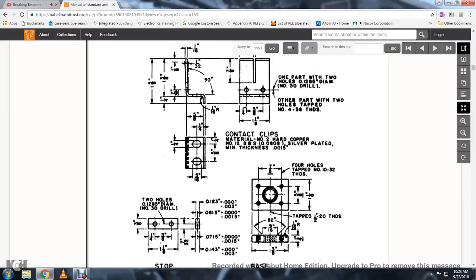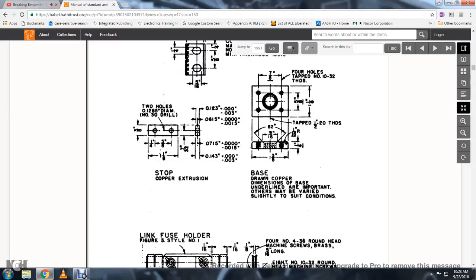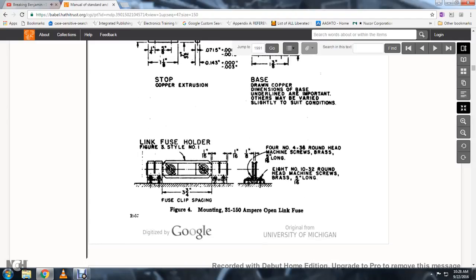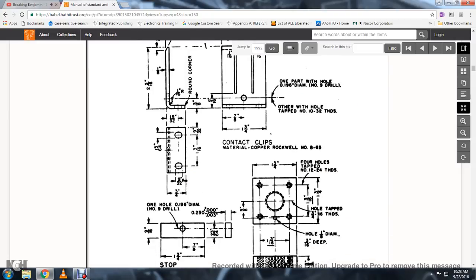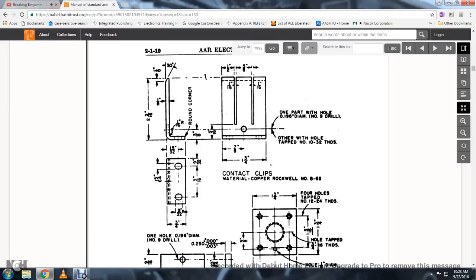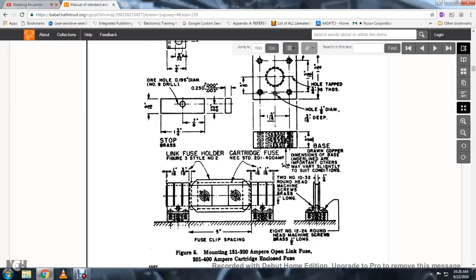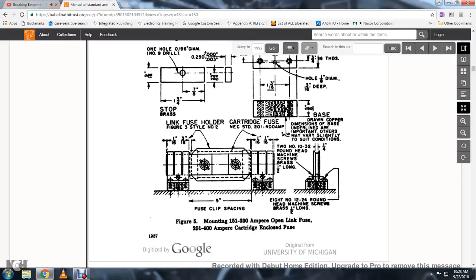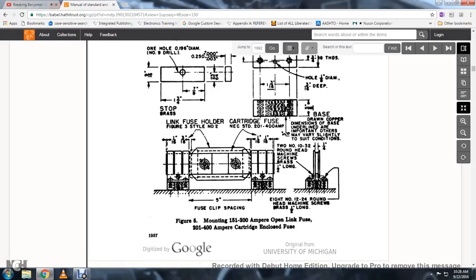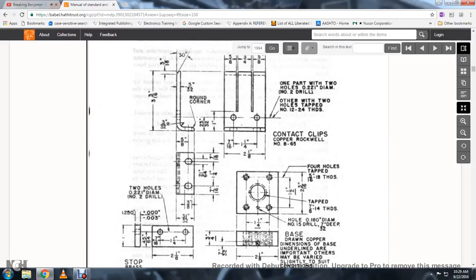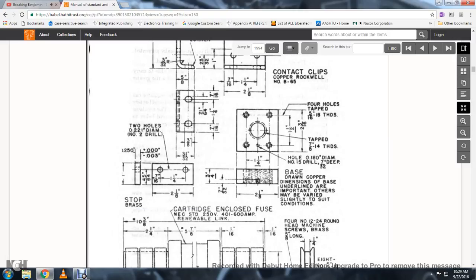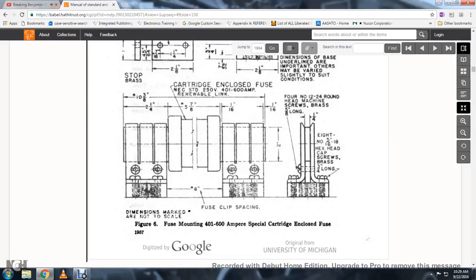Alright, you have your contact clips with the base and the stop and the copper extrusion with a link fuse holder. Mounting of a 150 ampere open link fuse. Followed with contact clips, drawing a fuse holder and cartridge fuse for the fuse clip spacing. Mounting of 151 to 200 ampere open link, 201 to 400 ampere cartridge enclosed fuse. Alright, you have your contact clips, your cartridge enclosed, for mounting a 401 to 600 ampere special cartridge enclosed fuse.